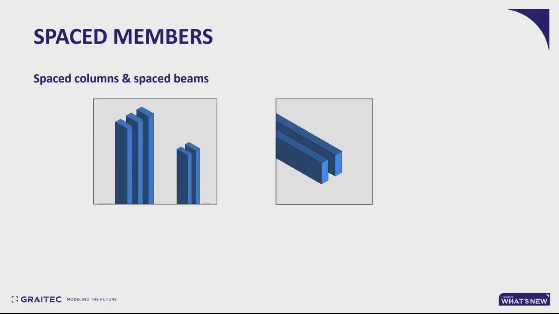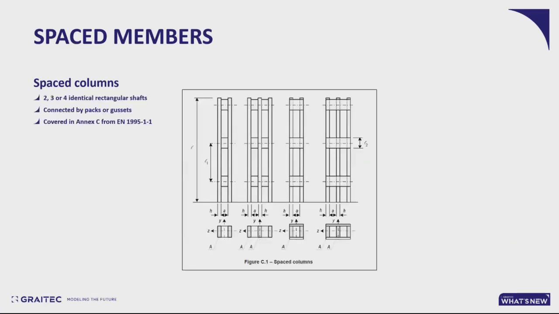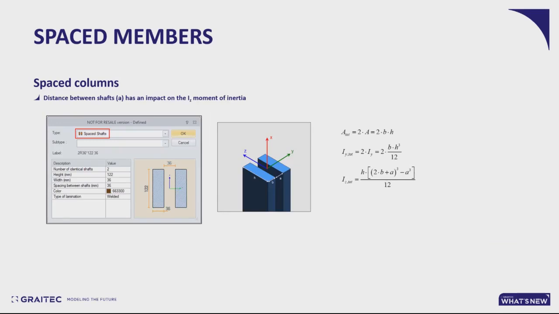So in Advanced Design, you will be able to define either spaced columns or spaced beams. And spaced columns will be made of 2, 3, or even 4 rectangular shafts that will be connected by packs or gussets. And the design rules are coming from Annex C from Eurocode 5 Part 1.1. So in Advanced Design, you will define the number of shafts, dimensions of each shaft, as well as the spacing between them. Because the spacing has an impact on the behavior in one of the buckling planes, so it is not designed as a solid rectangle.